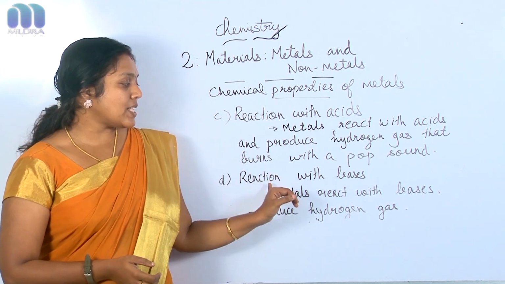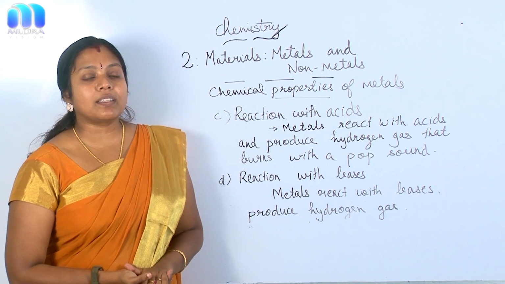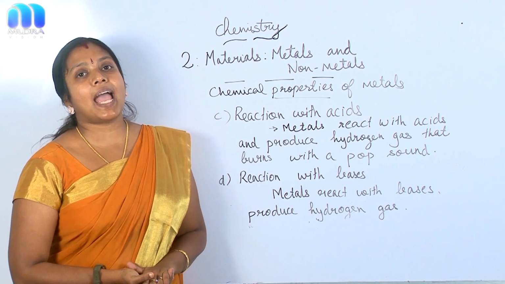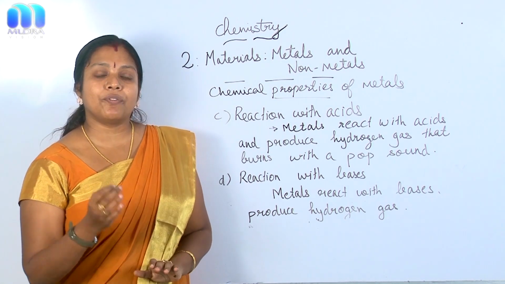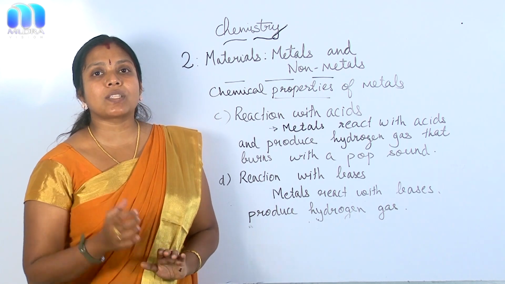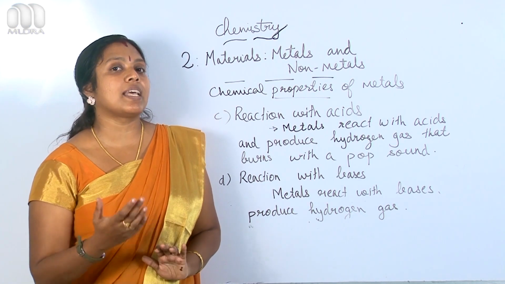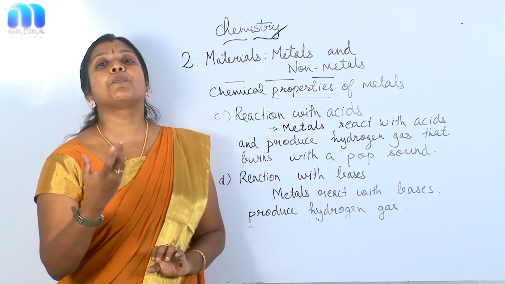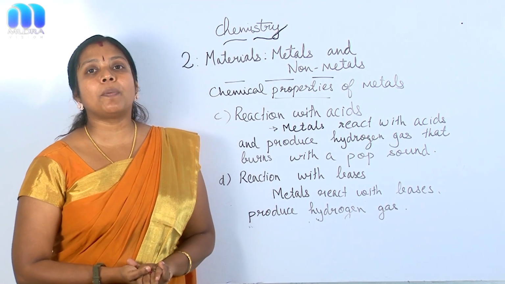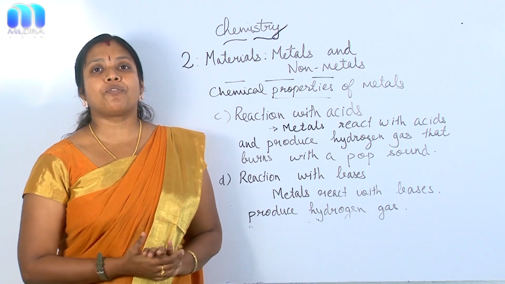Next one, reaction with bases. Metals react with bases and produce hydrogen gas. For example, when metal reacts with sodium hydroxide. Sodium hydroxide is an example of a base. It produces hydrogen gas. So, once more about the chemical properties of metals.